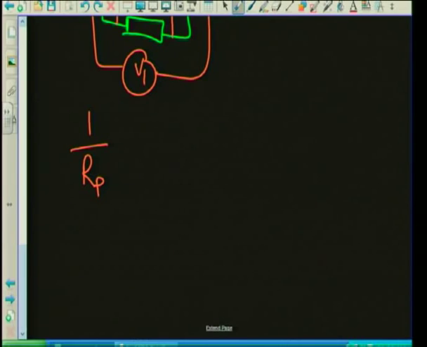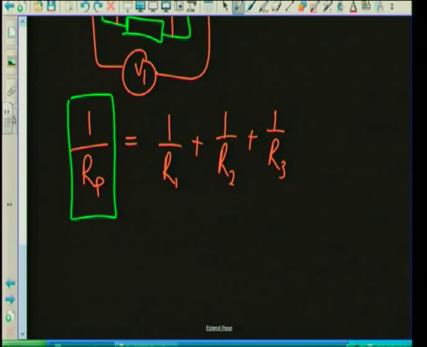1 over R parallel, it's a fraction, which means we would go 1 over R1 plus 1 over R2 plus 1 over R3 plus, plus, plus. If you had 4, you would do 4. If you had 5, you would do 5. And then this becomes a maths problem more than anything else, but what do you need to remember? It starts off as a fraction. When you get to the end of the sum, and we are going to look at some problems here, you need to turn your fraction upside down, otherwise you're going to get it wrong.